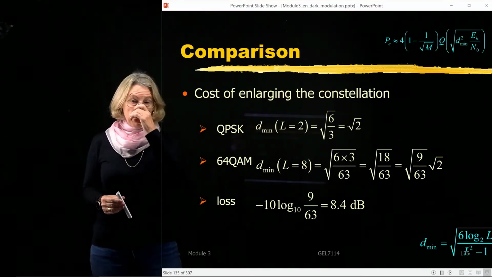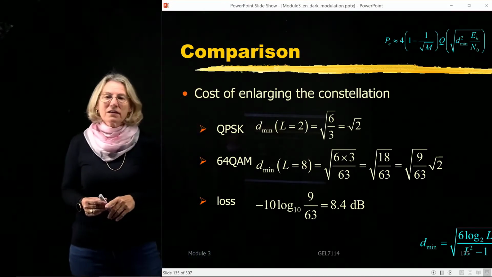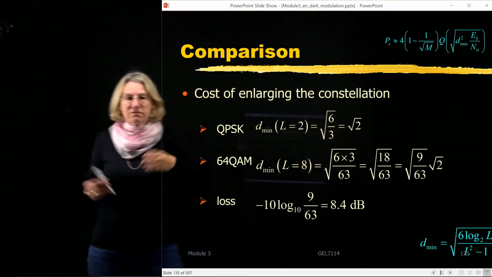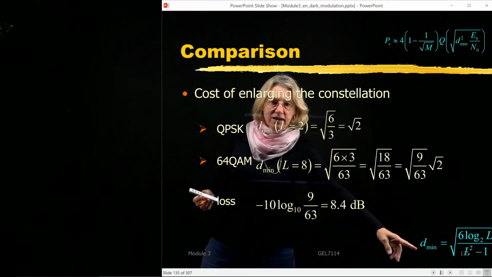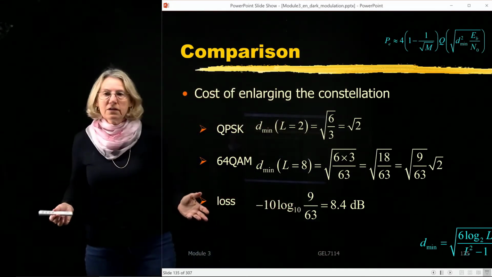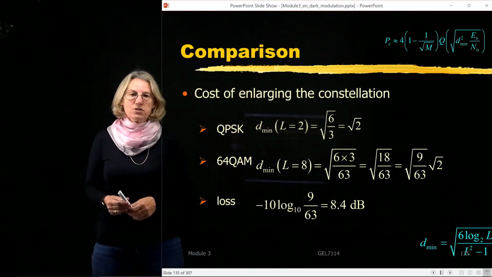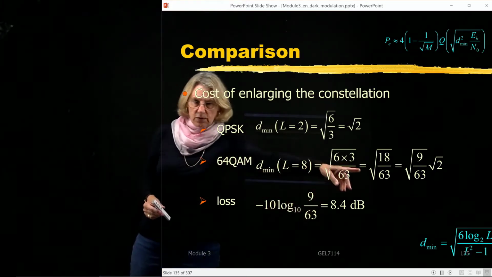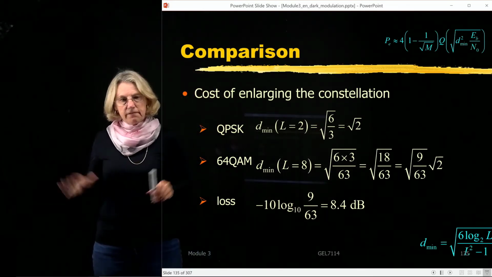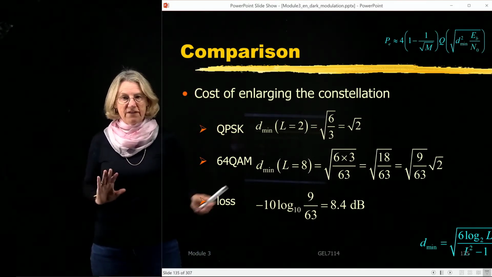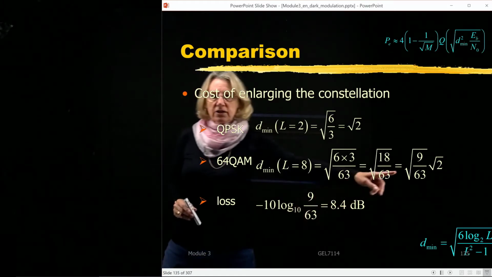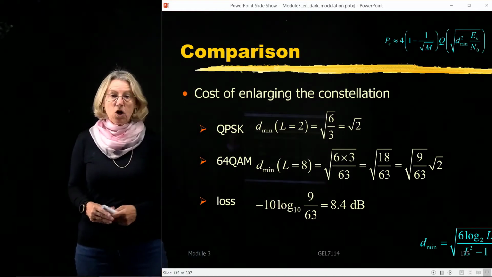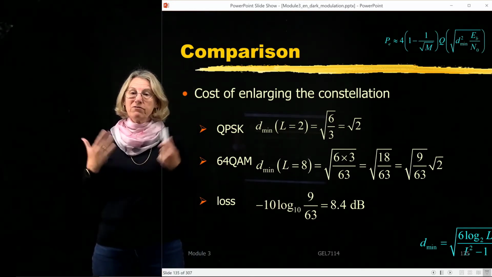So I looked at 16 QAM, but we can make the exact same calculations for any of these square QAM constellations, because I have an expression for it. It's very, very easy. I have a closed form solution for d min for M-QAM. And so I just plug it in now for L equals 8, or M equals 64. And I get the square root of 18 over 63. And again, I separate it into two factors, one of the factors being the square root of 2. And the other, I look at what's under the square root. That's 9/63. I plug it into my calculation for loss, and now I see I'm up to 8.4 dB loss.